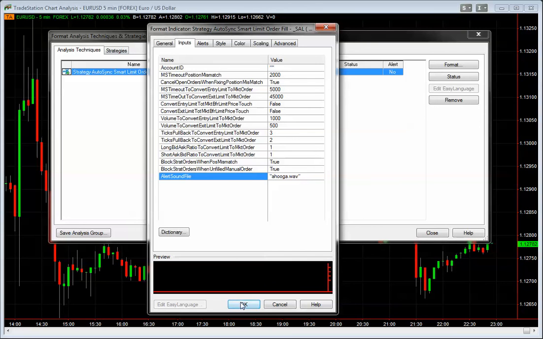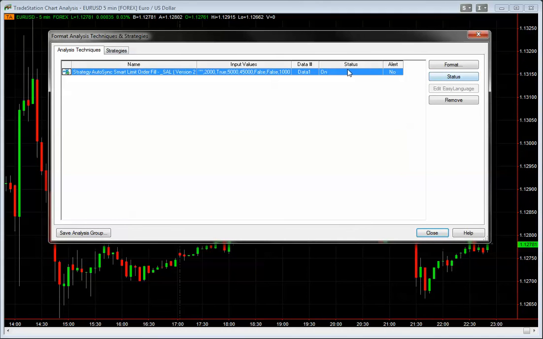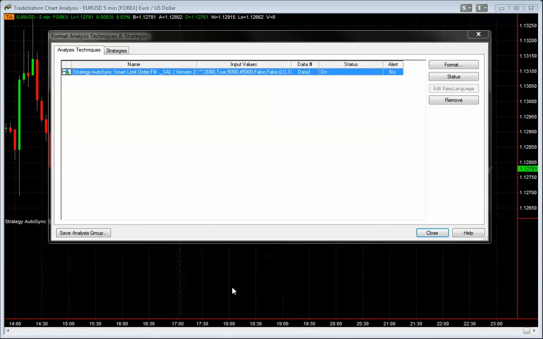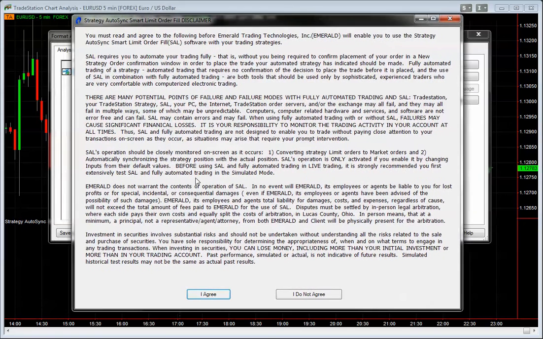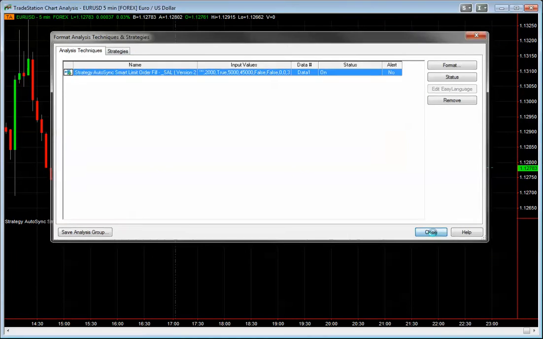Once you get done, you simply click OK. And we get an error here that we cannot use volume for Forex symbols. It's smart. So you come back in here. We turn the status back on. We go to Format the window. And we turn the volume off for Forex because for Forex you cannot see volume like you can for futures and equities. Click OK. And what you'll notice is that a disclaimer comes up with an I agree and I do not agree button. And it's strongly recommended that you read this disclaimer carefully. And if you want to continue, you click I agree. And at that point, you would close this window here.